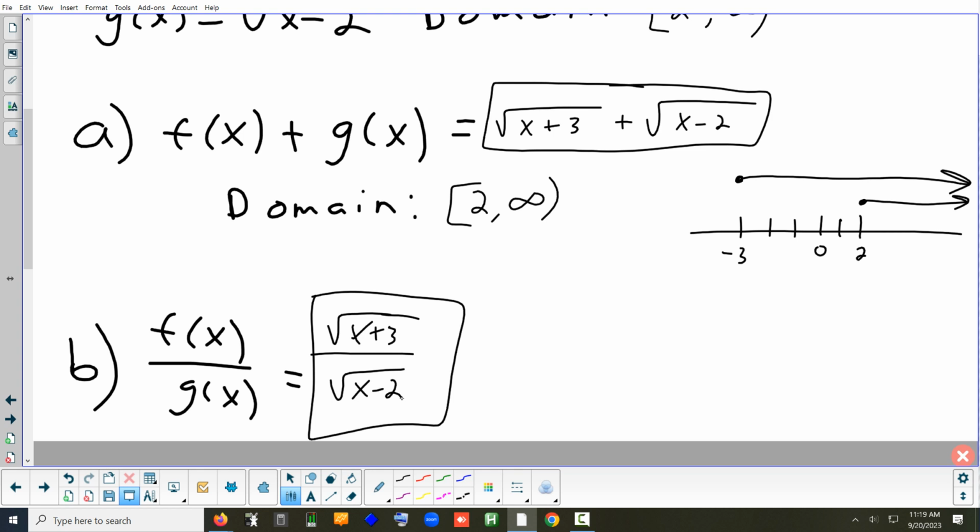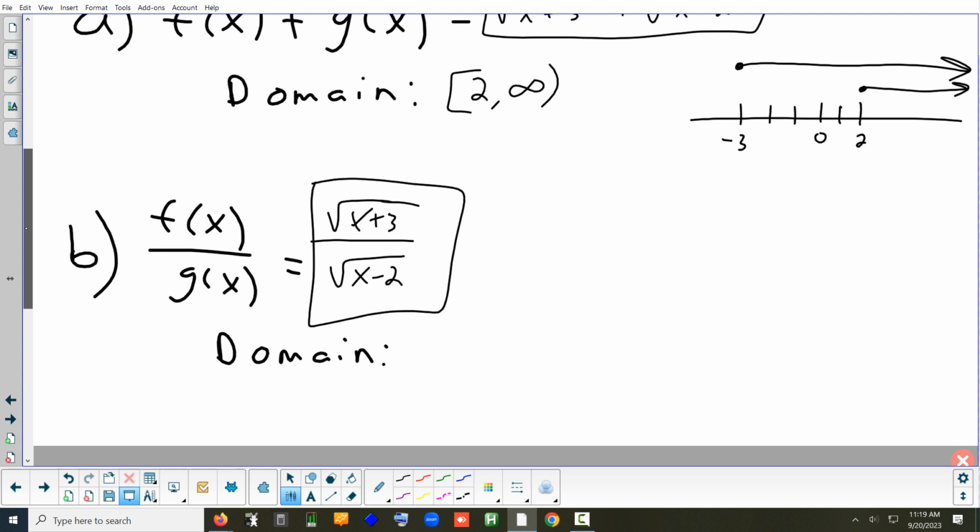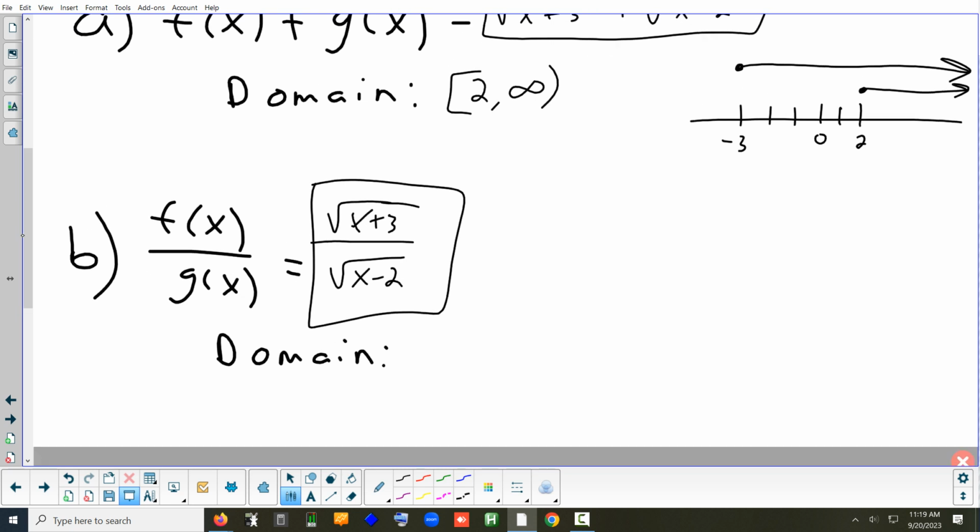Now I want to know the domain. What do you think the domain would be this time? Yep. Parenthesis 2, comma infinity. Exactly. Perfect. Why parenthesis on 2 and not a bracket? Because you can't have 2 at the bottom. You can't have 0 on the bottom.